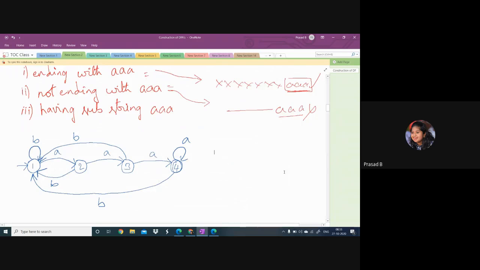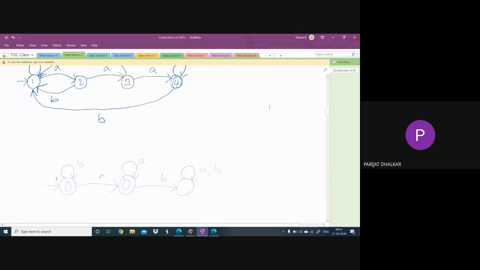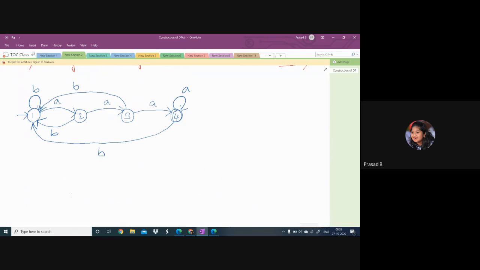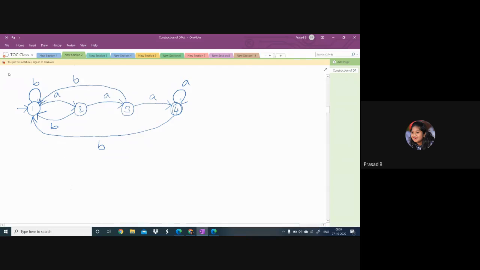Complement of an automata will be formed by interchanging final and non-final states: non-final states become final and final states become non-final. Simple. By interchanging final and non-final states, we will get the complement of this automata. So just copy it as it is.